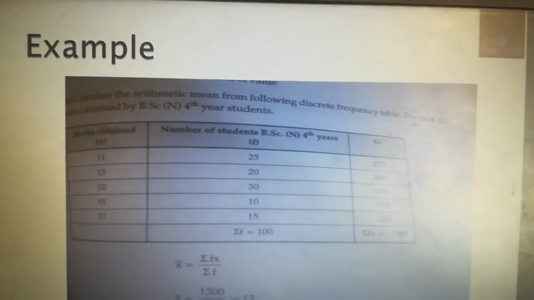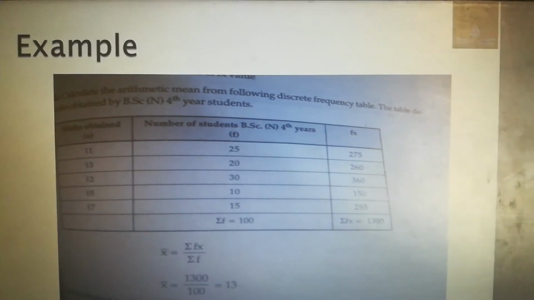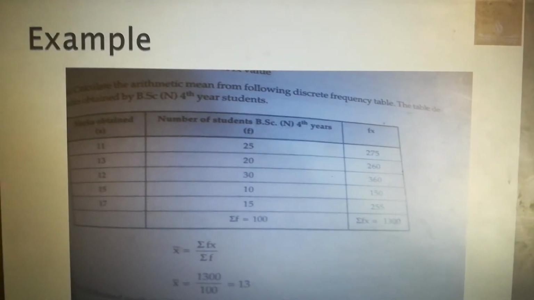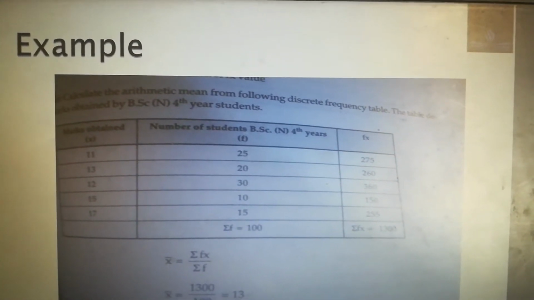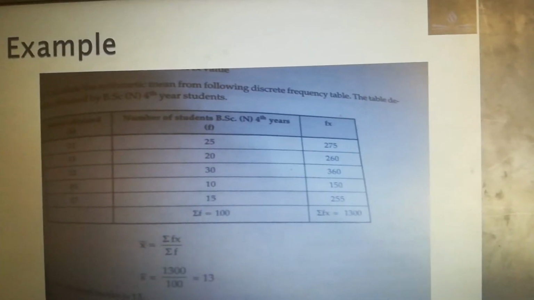13 marks. How many students got it? 20 students. So we use 20 into 13, fx is 260. Similarly, 12 marks, 30 students got it. So 12 into 30 we get 360. Same way 15 marks, 10 students got it.